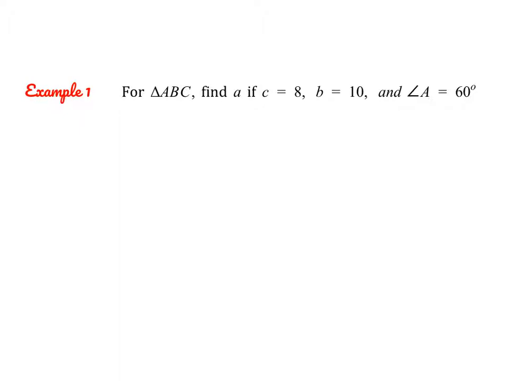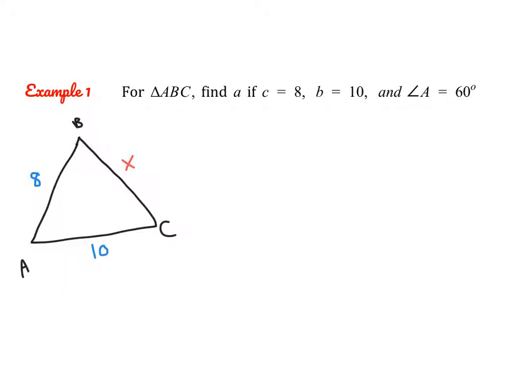So let's look at this first example. Here they say triangle ABC. So let's draw our triangle, and let's make sure we label our points and sides accordingly. It says find A, so that side A is across from angle A. So I'm going to call it X. Side C is 8, side B is 10, and angle A is 60. So you can see here that we have a side, an angle, and then a side. So this is a perfect time to use the law of cosines.